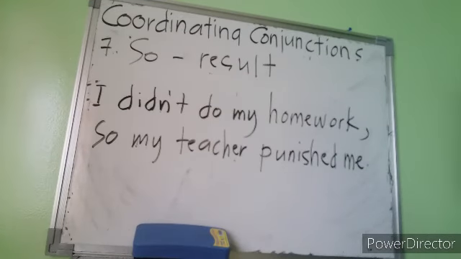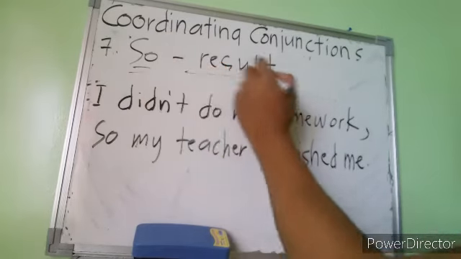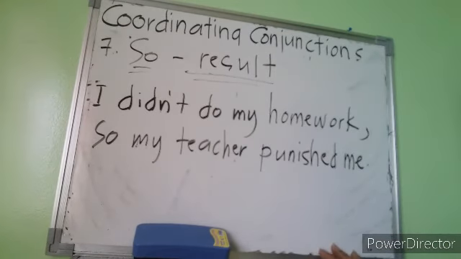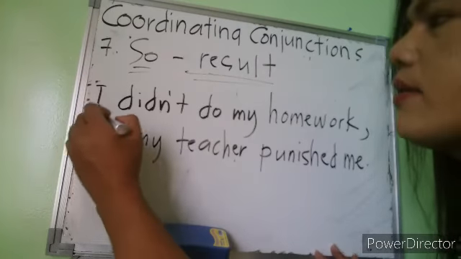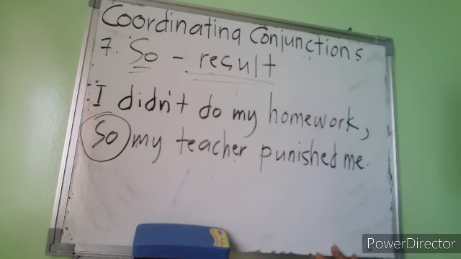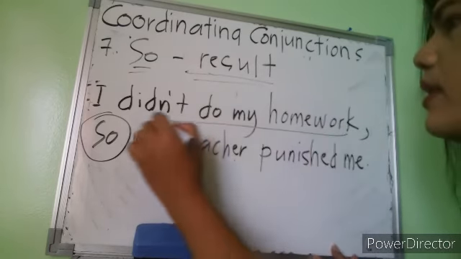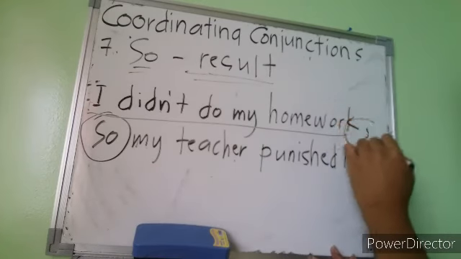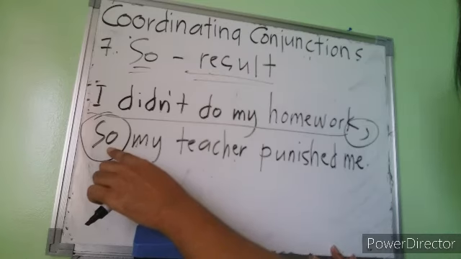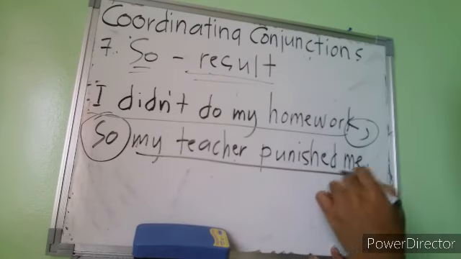And down to the last one. So we have number 7 now. It's so. So it means result. Example, I didn't do my homework, so my teacher punished me. So here is your coordinating conjunction so. So I didn't do my homework. That is your first sentence, and then after that there is a comma here before the conjunction so. That is also important. My teacher punished me.